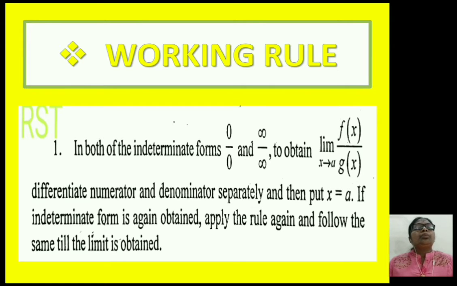If the indeterminate form is infinity by infinity, we also get the same results, so in this case also we differentiate numerator and denominator separately and then put x equal to a. If indeterminate form infinity by infinity is again obtained, then we apply the same rule till the limit is obtained.